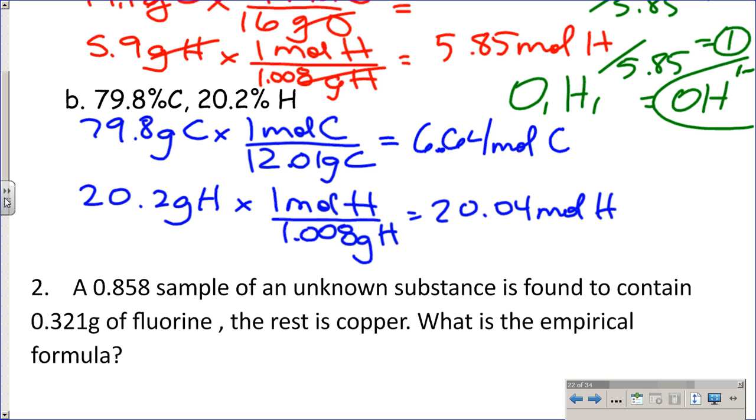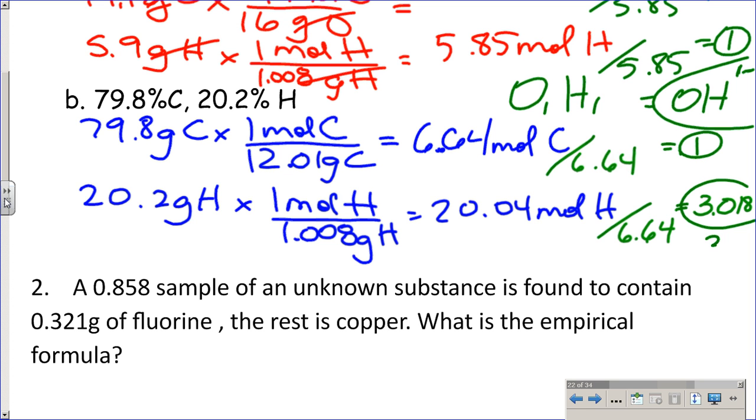1. Who wants to tell me the next step? Which one's the smallest? All right, so taking this number, which is smaller than 20, dividing both of them by the same one, because essentially you're just getting a ratio. So the first one, you can just look at that one and go, that's definitely the single digit, that's 1. 20.04 divided by 6.64 is 3.018. All right, is that roundable? Yes. Definitely, okay. So that's going to be a 3.